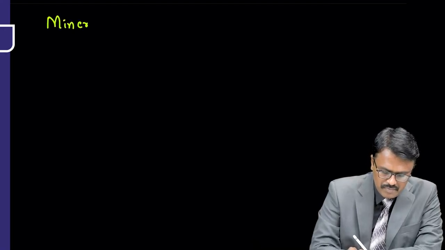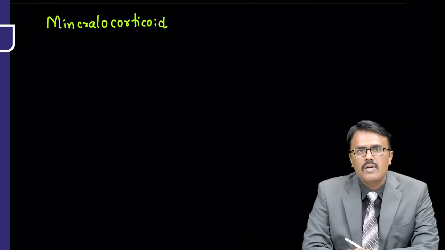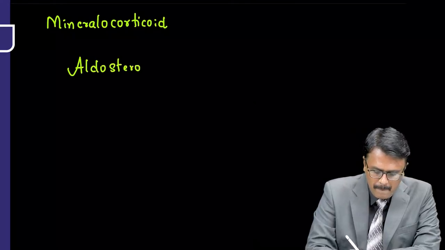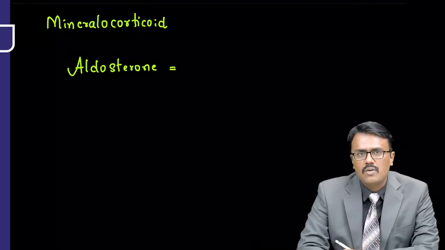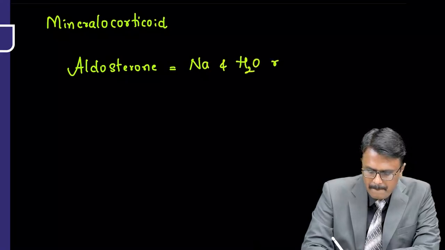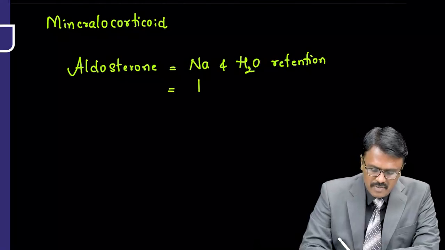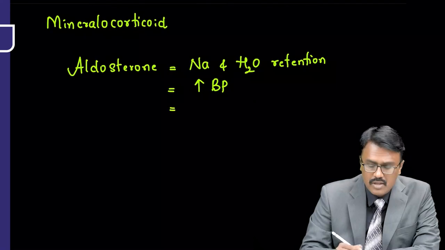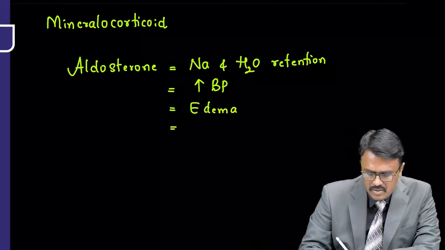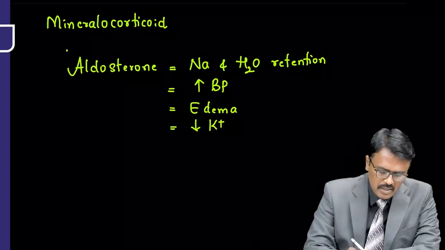So first of all, let me take the concept of mineralocorticoid. What is the mineralocorticoid mainly present in our circulation? It is called aldosterone. Now when we think of aldosterone, what does it do? It causes sodium and water retention. What happens? Obviously the BP rises. When the sodium and water retention occurs in the body, edema occurs. And aldosterone is also known to decrease potassium. So that is the role of aldosterone.